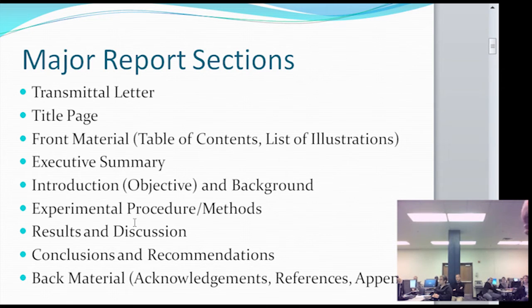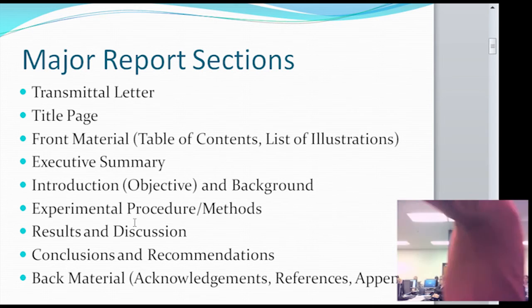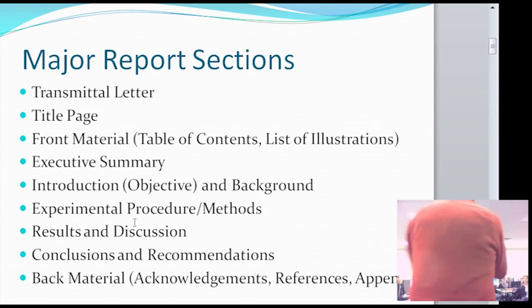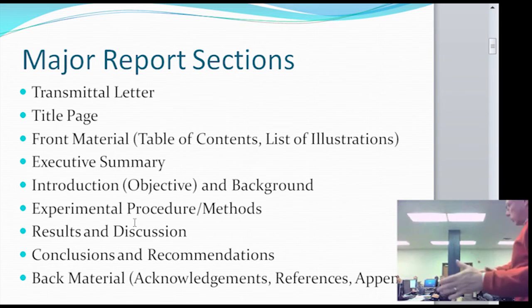If you're doing a bigger report, the one we did, you'll sometimes split results into one section and discussion into a separate section, conclusions into its own section, recommendations into its own section. But for these, what I call short formal reports, they're usually lumped together, okay? After the recommendations, you have your back material, which may or may not include acknowledgments. It must include any reference that you used in your theory section or anywhere in the report, as well as the appendix or appendices, depending on how you choose to do it.